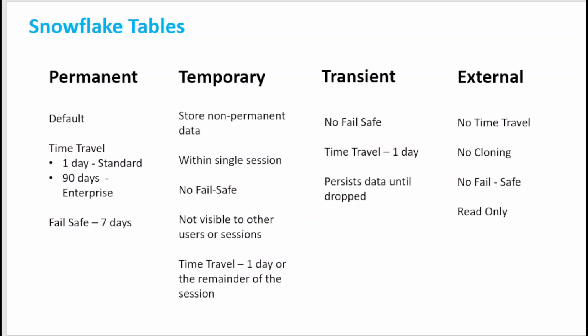What are the different properties or features of this table? It does support two important features of Snowflake's data protection, that is time travel and failsafe. Time travel is the feature by which you can go back in time. Suppose you have updated some records accidentally and you want to go back to the previous version of that. You can do that using time travel.